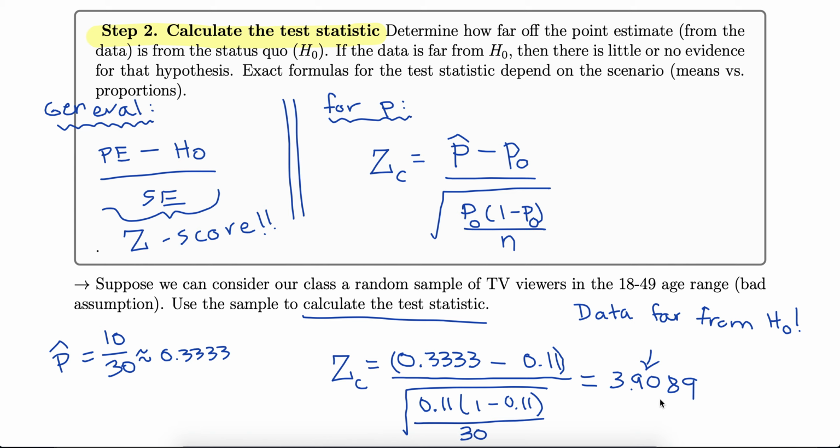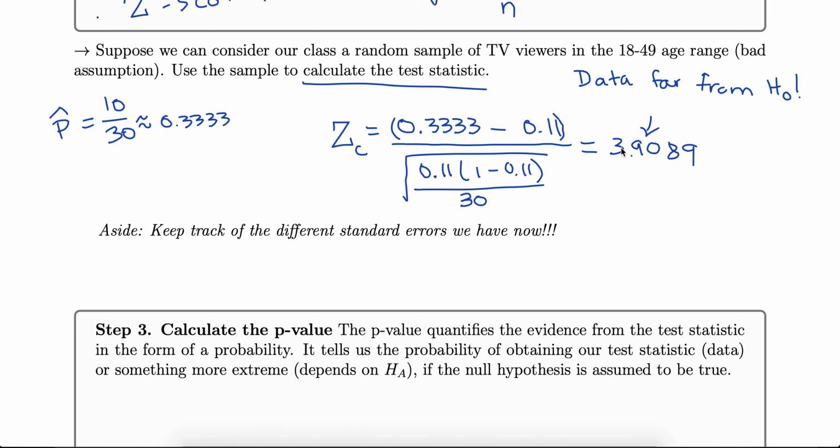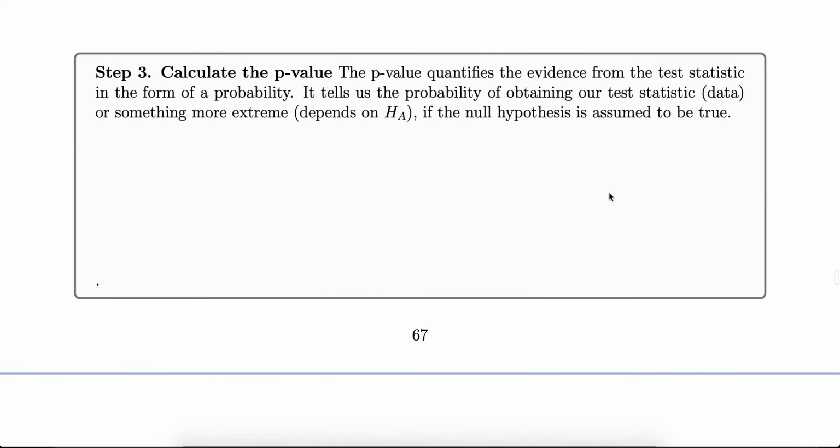Based on your experience with z-scores, you should know this is a really big value. A z-score of 4 is way beyond most of the bell curve, so the chances of having data this far off, an observation this far away from our assumption of 11%, should be pretty small. So that's exactly what we're going to do in our next step: quantify this distance in terms of a probability. So here at the bottom, we've got our step 3, calculating the p-value.